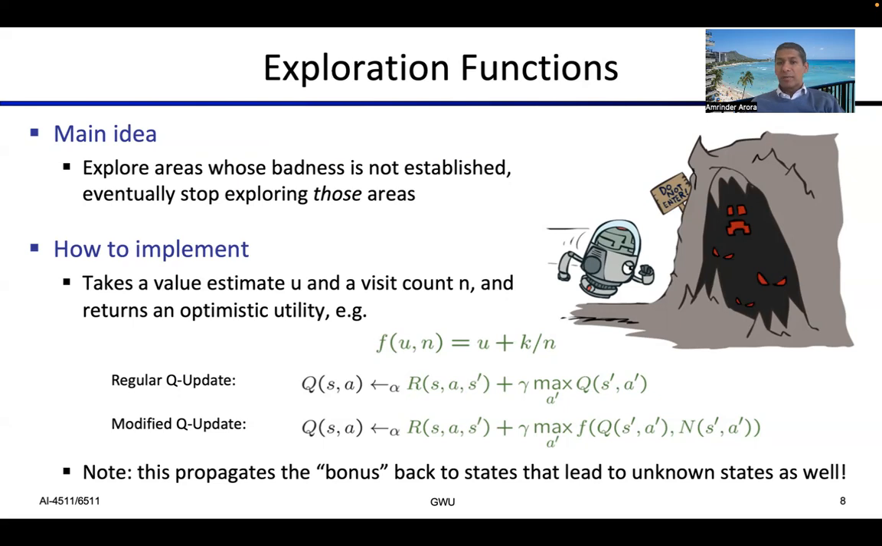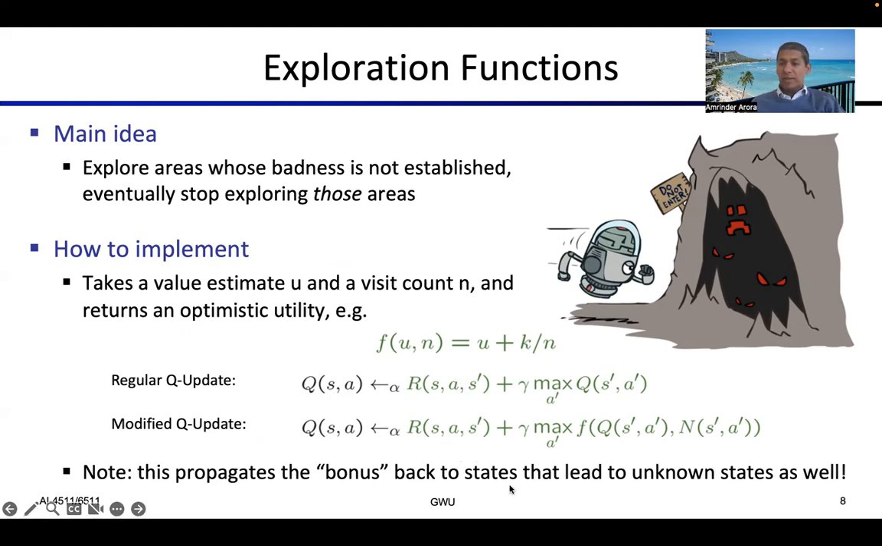And the effect is relatively similar, but the way the exploration function is articulated is, we will call this function f(u, n), where u is the value estimate for that particular state, and n is the visit count we have. So this is what we'll be using. And then using that, we will be determining in which state we have to explore and where we don't.